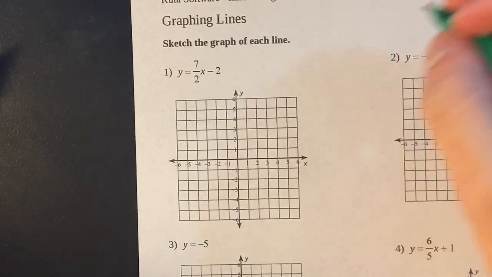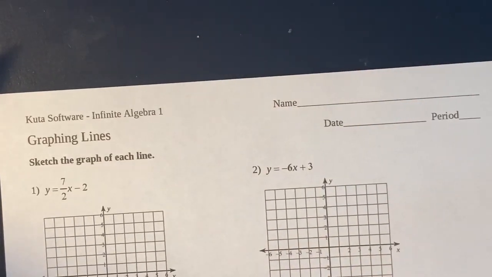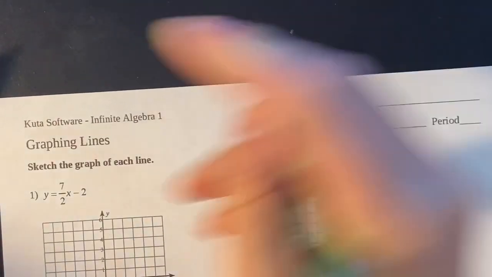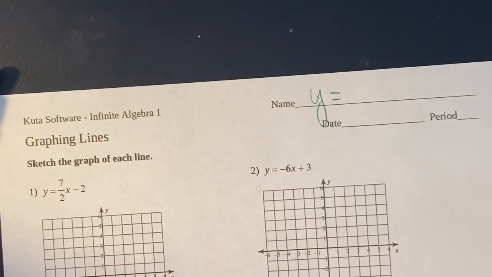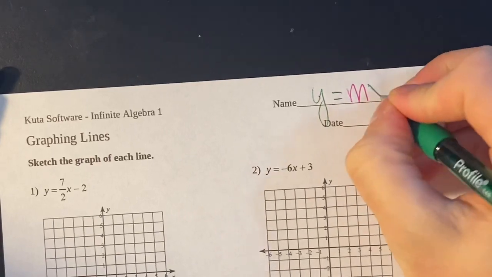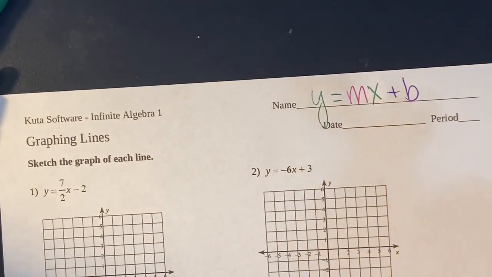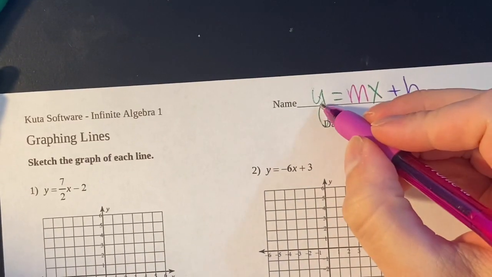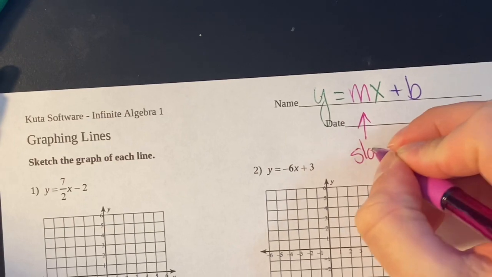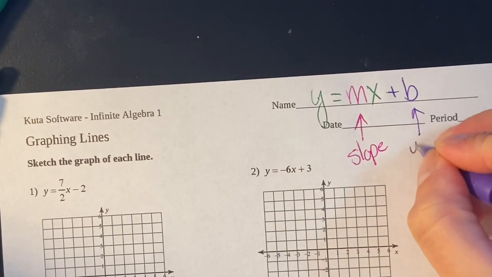Remember, slope-intercept form is given to you in the form y equals mx plus b. In other words, when y is all by itself, the number in front of x is your slope, and the number floating around is the y-intercept.